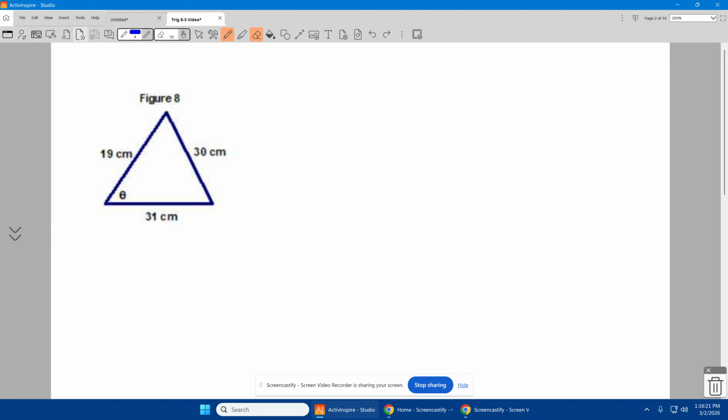Figure 8, want to figure this out? They give us all three sides of the triangle. They want us to find theta. We want to find the angle. Well, this is law of cosines.